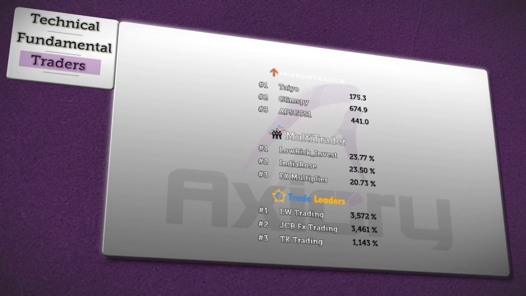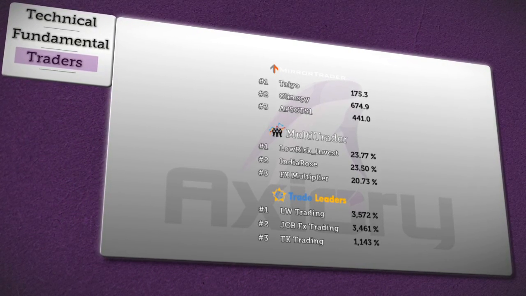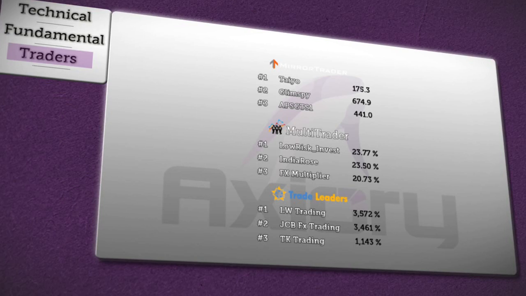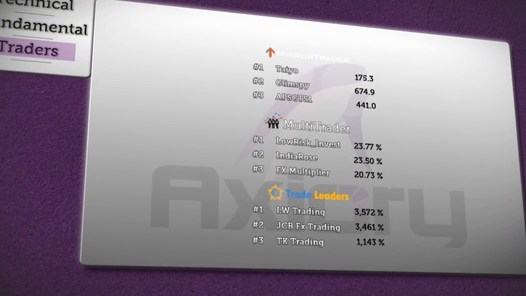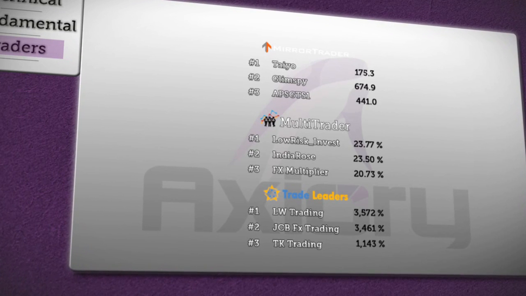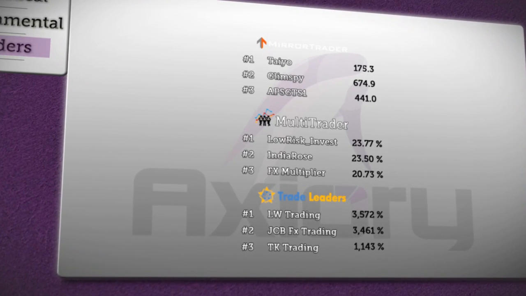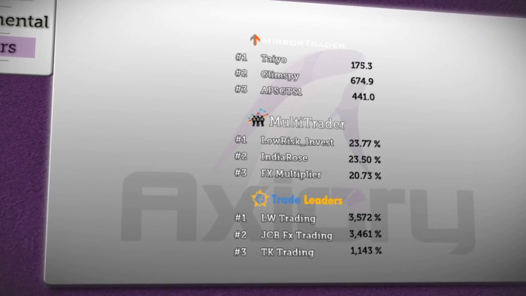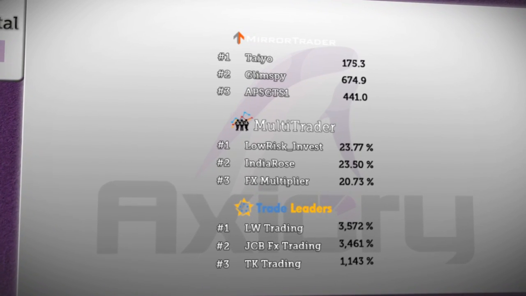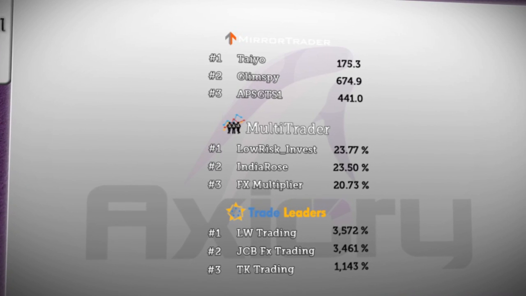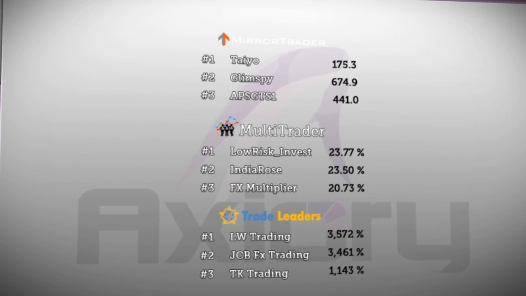And before we finish, Axiory brings you a short overview of the best traders on Axiory. According to the T-score order, Teo strategy moved to first place with 175.3 pips, while Glimpsey fell to second place with 674.9 pips. At third position ended APS GTS1 strategy, which declined to 441.0 pips.